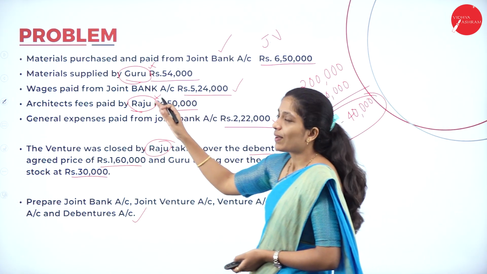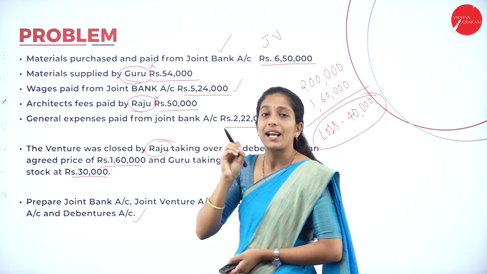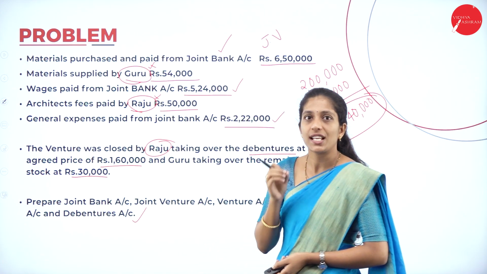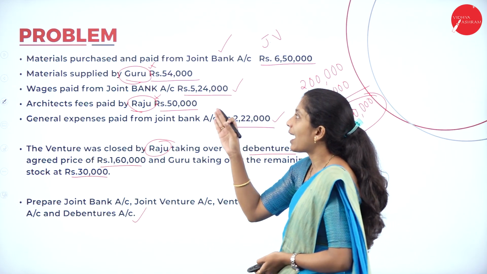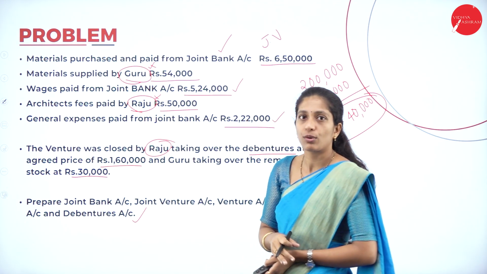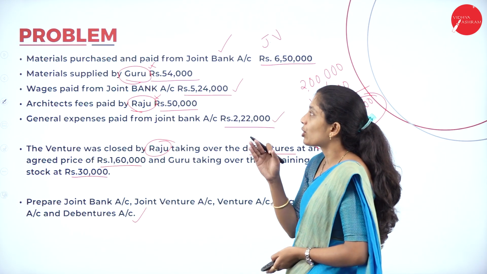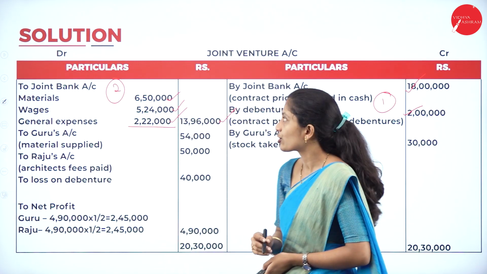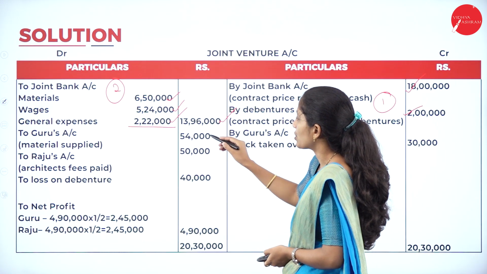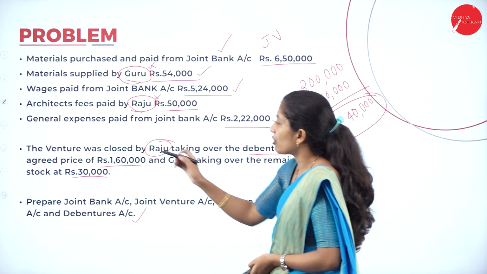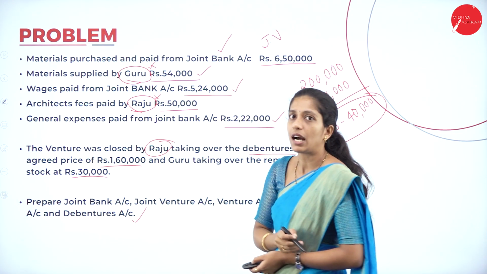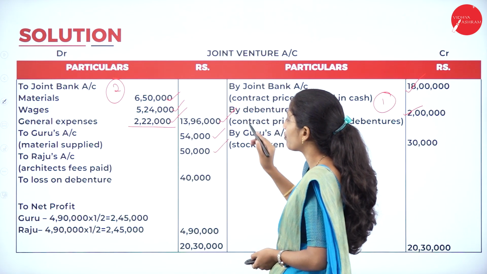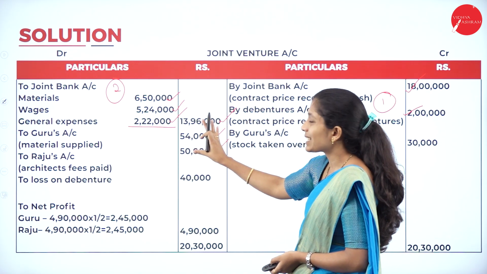Next, see, now we have to take the expenses which is incurred by whom? By the parties. So material supplied by Guru. Guru is a venturer, right? So we have to take that. Material supplied by Guru in the sense what? It is an expense. So how do you record? That is to Guru's account, material supplied. So what is the amount? 54,000. Next, in the same way here also, architect fee paid by Raju. So how do you record? To Raju's account, architect fee paid 50,000. Hope you are clear with this expenses.